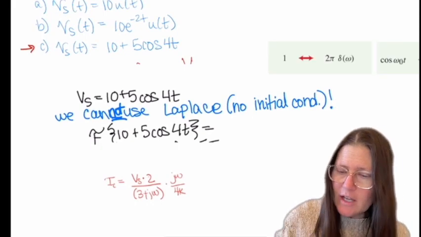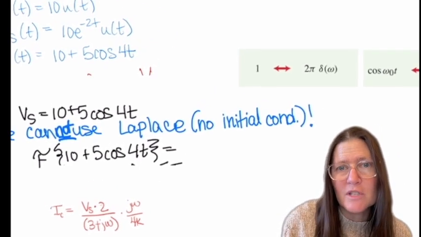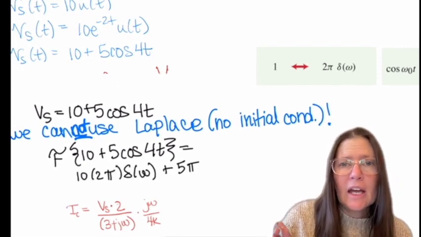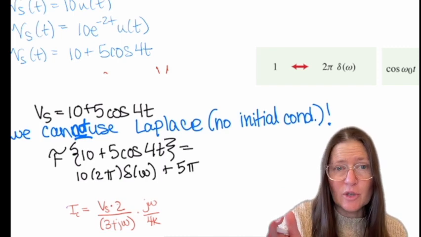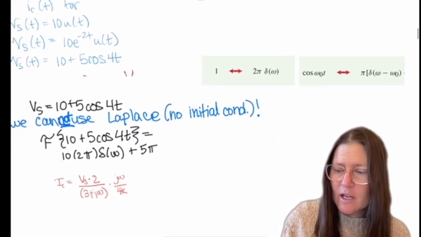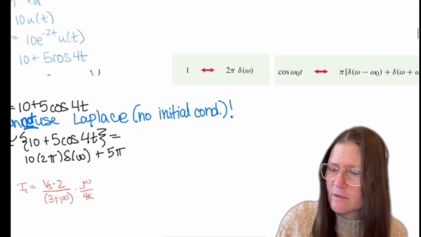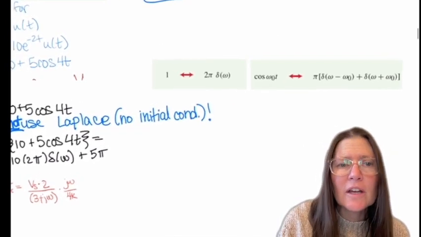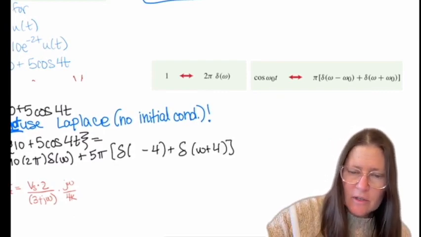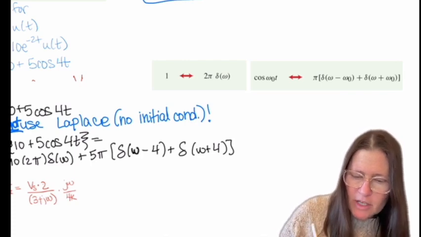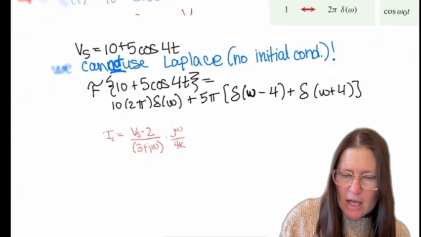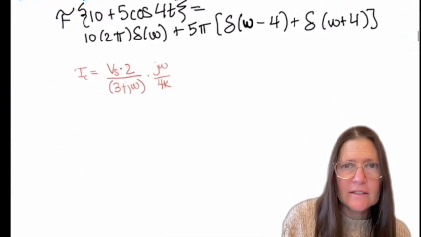And so with that, we can use the Fourier transform tables. So 1 goes to 2 pi delta omega, and so that's going to translate to 10 times 2 pi delta omega. And then the 5 cosine 4t is going to go to this, you can see the whole thing. That's going to be 5 pi times the delta of omega minus 4 plus delta of omega plus 4. And then we can plug that into this IC equation.